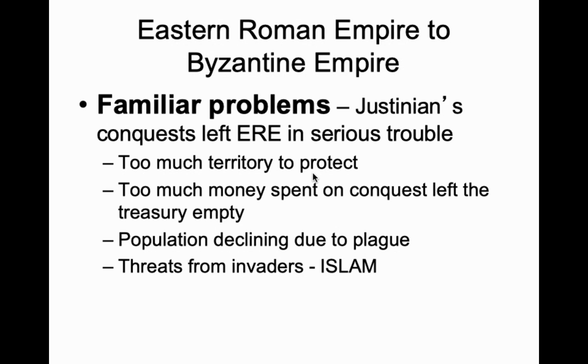The plague hits Justinian's empire horrifically first. There are lots of books written on the plague, and one very important one is called Justinian's Flea. We know that the plague is spread by fleas on rats, and this idea of these fleas starting in this empire. The population is going to decline due to the plague and threats from invaders, and that will be Islam. And if you know anything about Istanbul and Turkey, it is an Islamic nation.